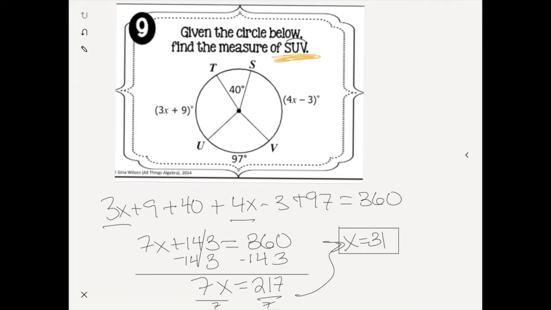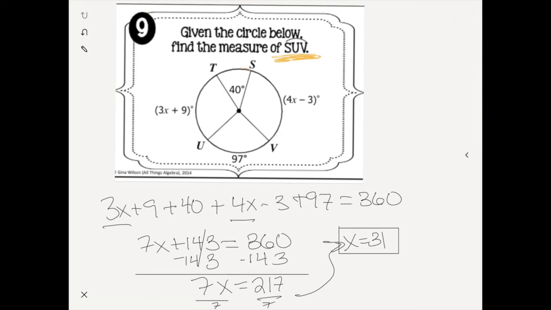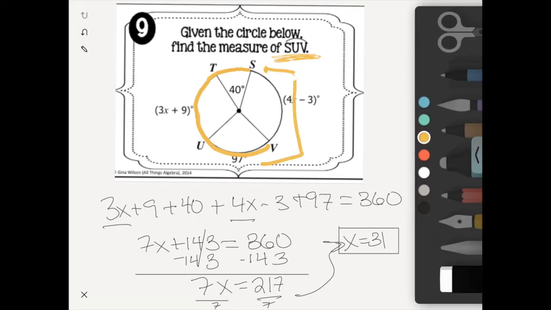With this, you're going to go in order from S. Let me make this darker. So from S to U to V, that's this part of the circle. You wouldn't want to go the other way because if you went this way, that would be SVU, but we're looking for SUV. So SUV, what we're going to do is plug in our 31.